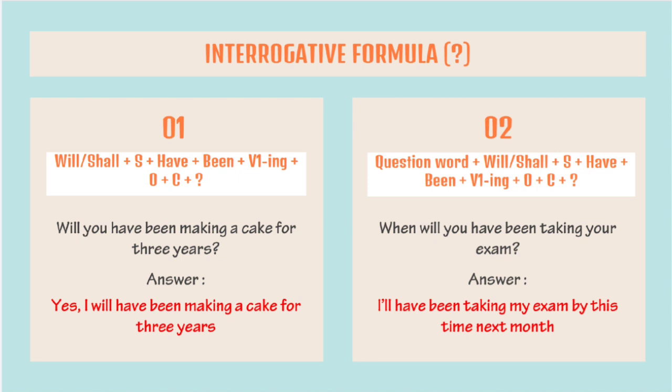And the second formula, we can use question word plus will or shall plus subject plus have plus been plus verb 1 plus ing plus object plus complement and question mark. Example, when will you have been taking your exam? The answer, I'll have been taking my exam by this time next month.